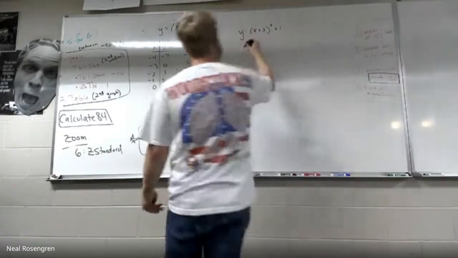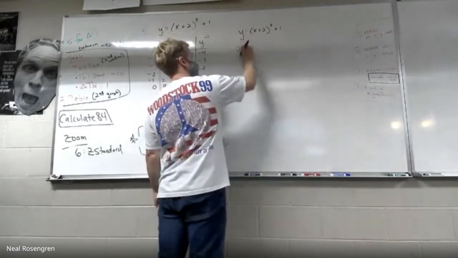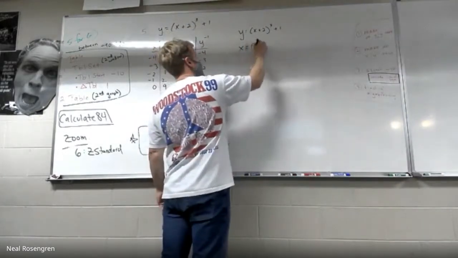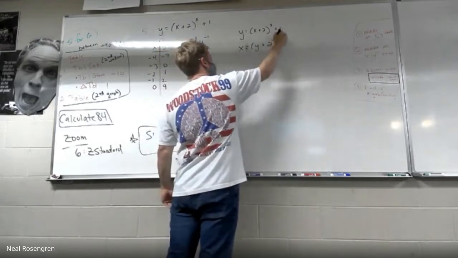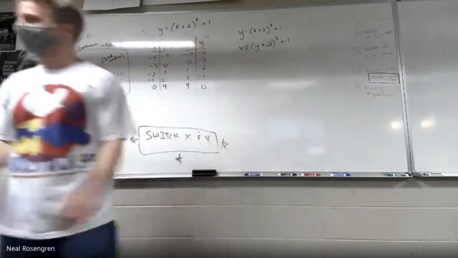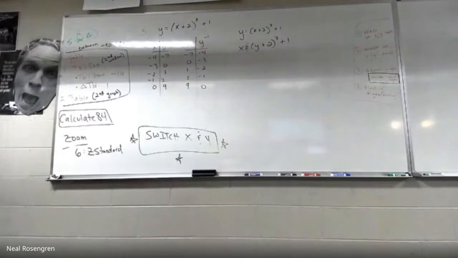I'm going to stick with the black. Usually I change colors from one step to the next, but the black shows up really nice. Literally just swap them. The x becomes y and y becomes x. And like that, that's the inverse.